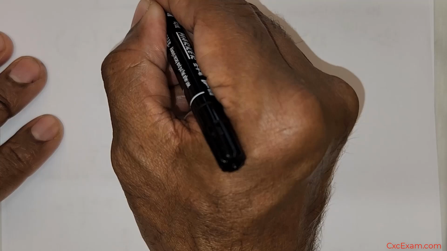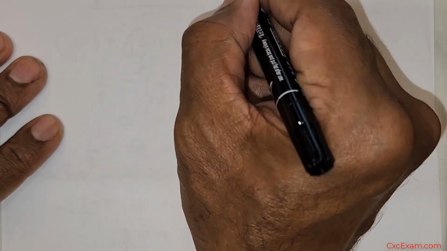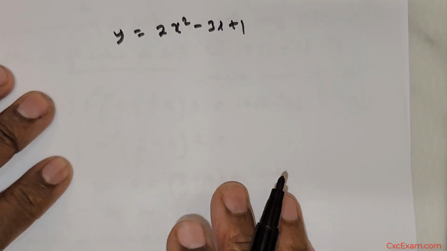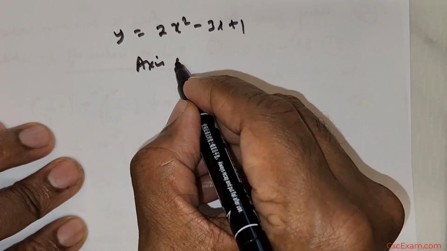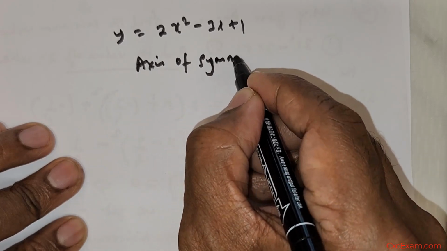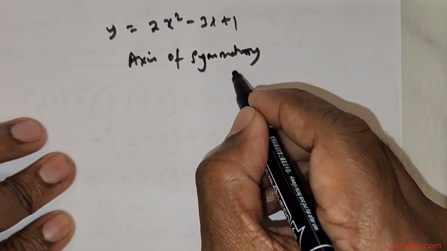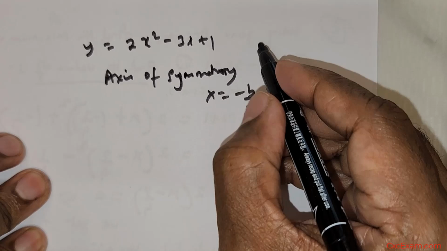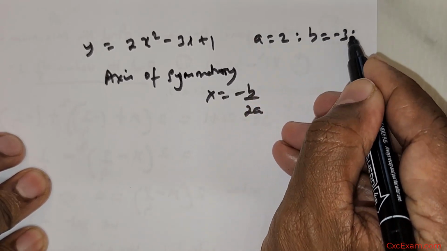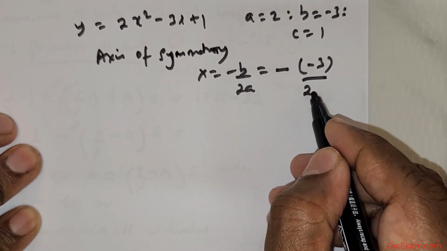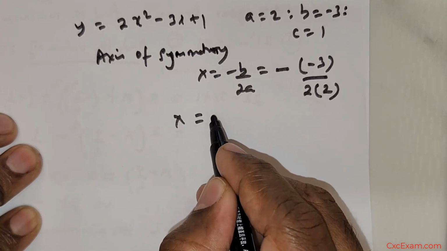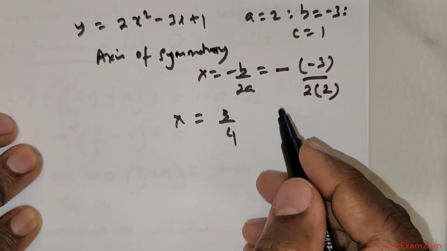We need a ruler. So we have y is equal to 2x² - 3x + 1, right? We got this. Now the axis of symmetry has to be found. Axis of symmetry is given by x is equal to -b/2a. Now from here, a is equal to 2, b is equal to -3, and c is equal to 1. So if you substitute that, negative of negative 3, 2 times a is 2. So you get x is equal to 3/4.